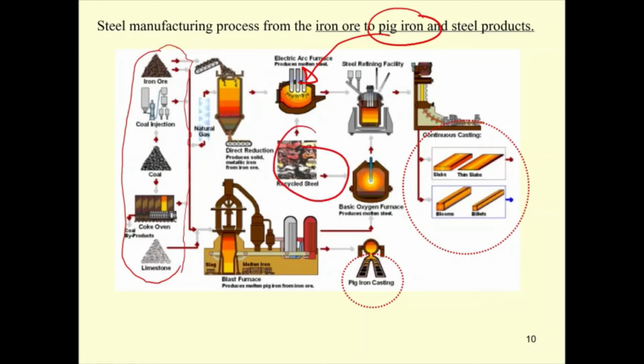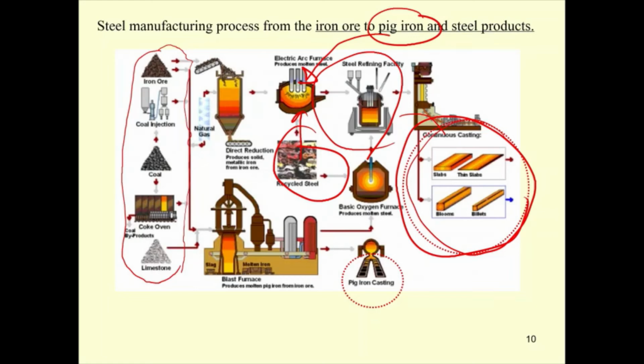Sometimes we also have recycled steel put in the arc furnace. And then there is some special manufacturing process where they cast the liquid steel into slab, thin slab, those kinds of things. This occurs in another process. Usually we don't have this startup of the steel, but the pig iron can go there.